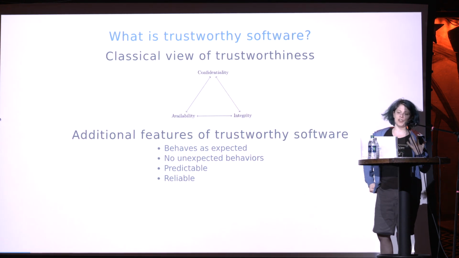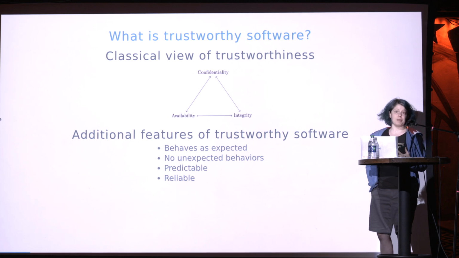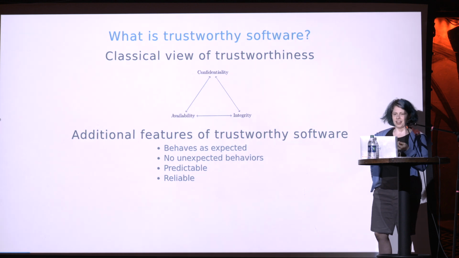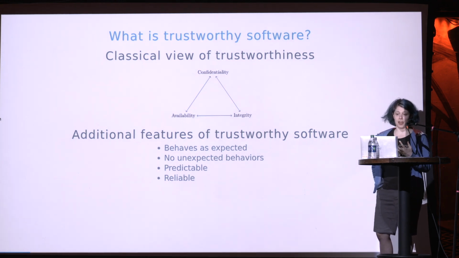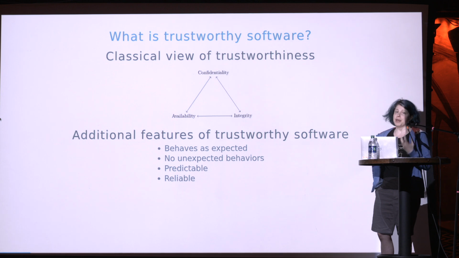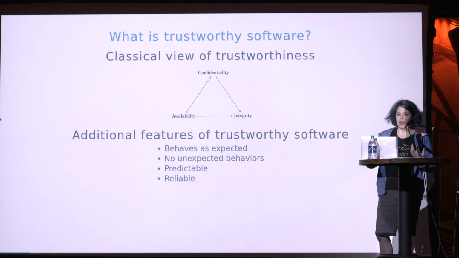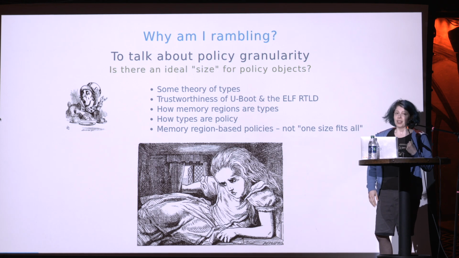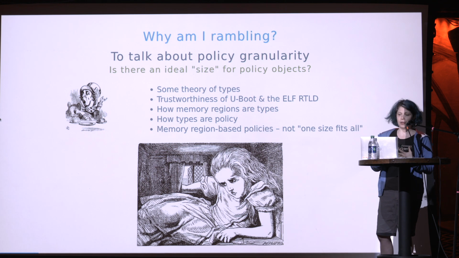And there's the classical view of confidentiality, availability, and integrity, but I don't really think that's enough to show what we want from trustworthy software. What we want is software that behaves as expected, doesn't have any unexpected behaviors, is predictable and reliable. And to really get at that and to be able to create trustworthy software, especially out of the complexity that we're seeing these days, we need to think about the policies we apply to it, what we expect our software to do, and what we allow it to do.